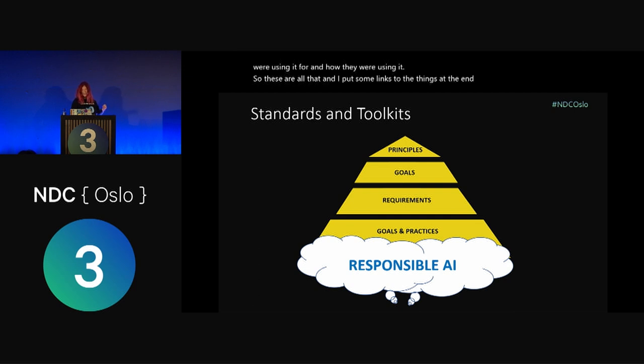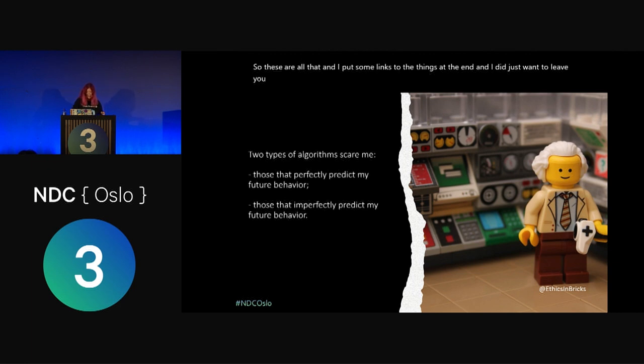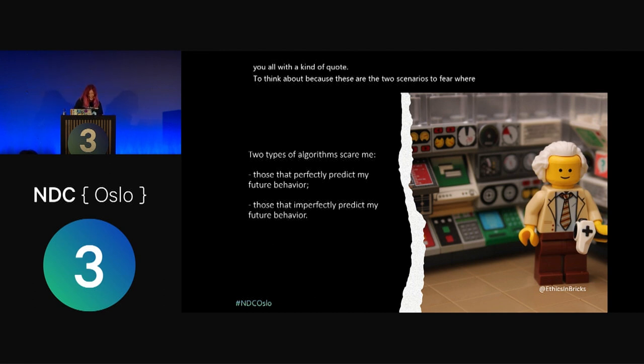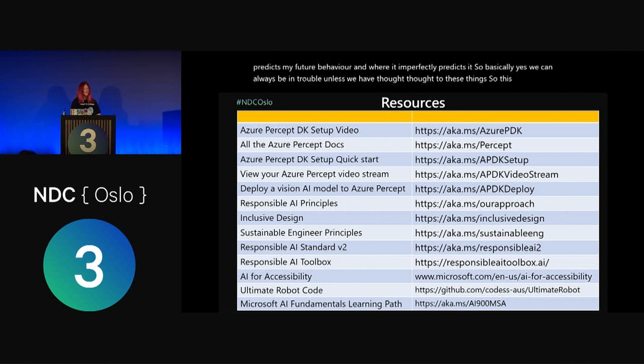And I did just want to leave you all with a quote to think about. These are the two scenarios to fear: where the algorithm perfectly predicts my future behavior, and where it imperfectly predicts it. So basically, yes, we can always be in trouble unless we have thought these things through. So this is the resources screen. You maybe want to take a picture of that so that you can look these things up later.